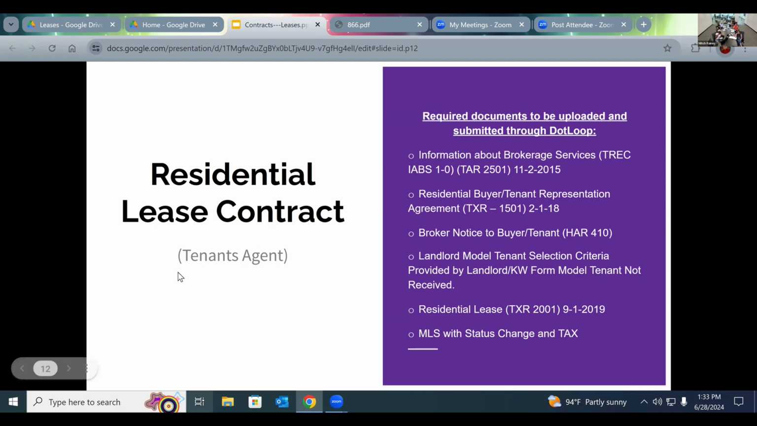The lease and the MLS with the status change and the tax record. With the MLS, it used to be because the commission was on there. Well, that's going away as of August 16. It also shows that they gave you credit for bringing a tenant to the property. That helps with your stats.